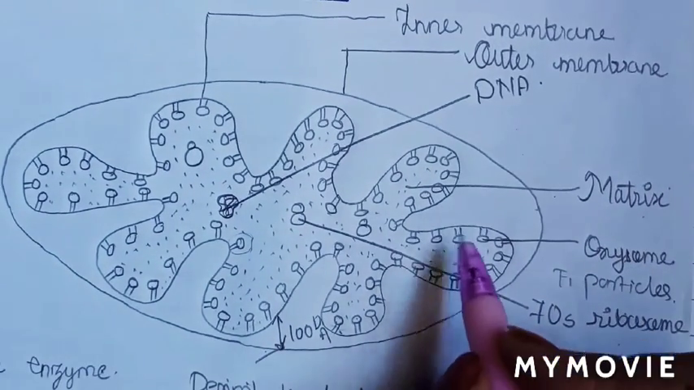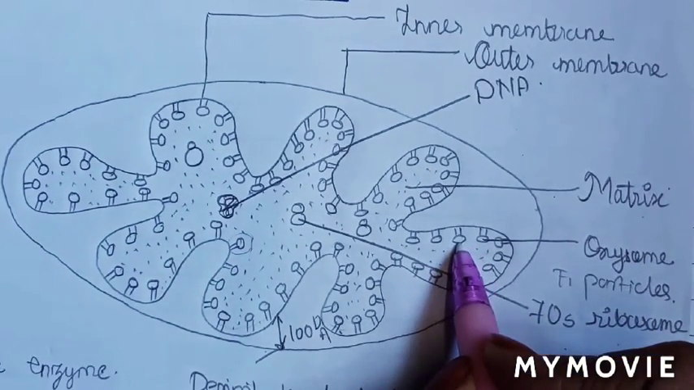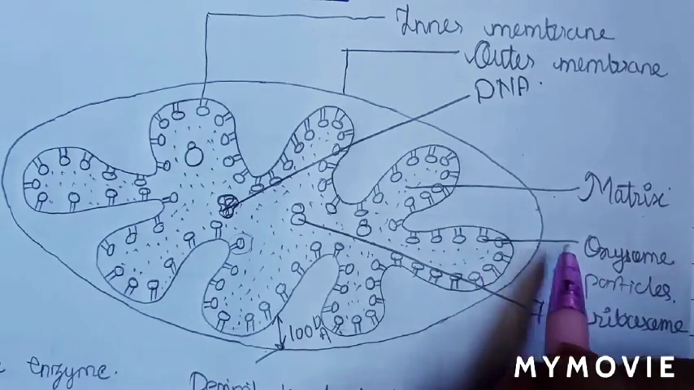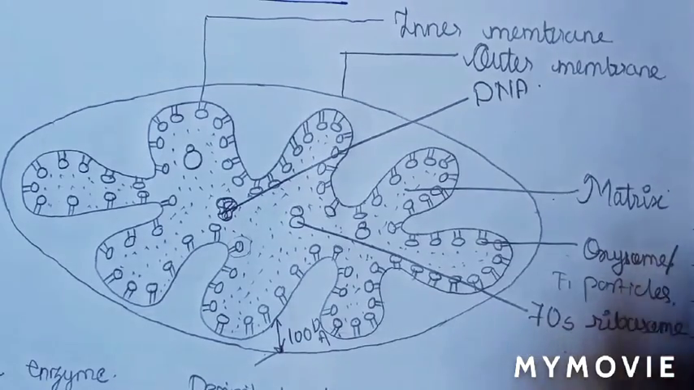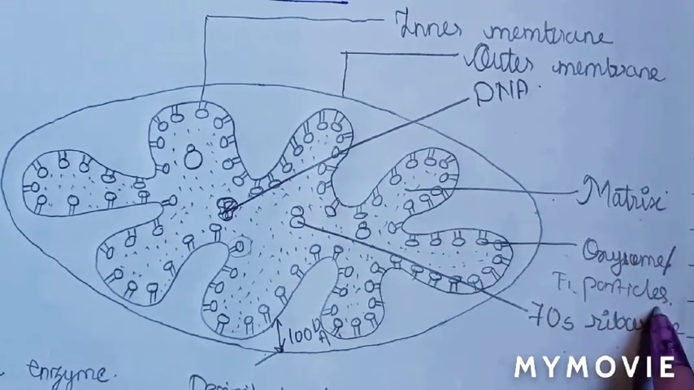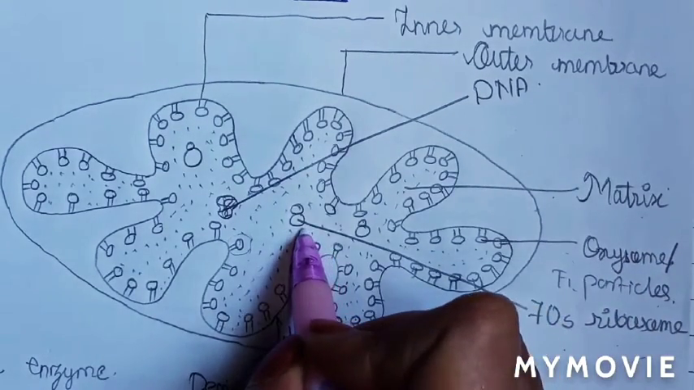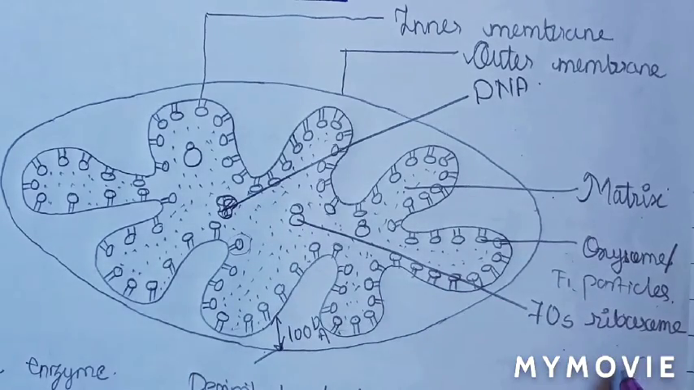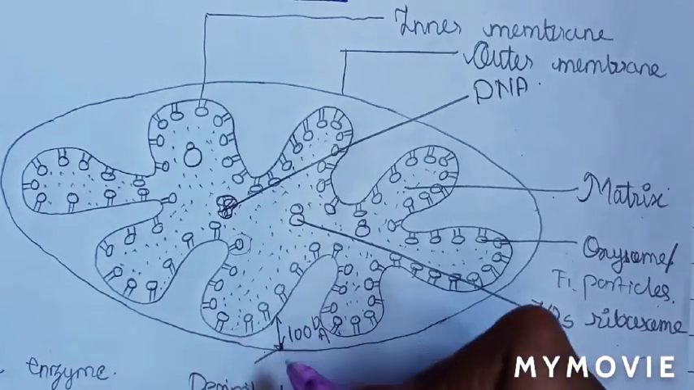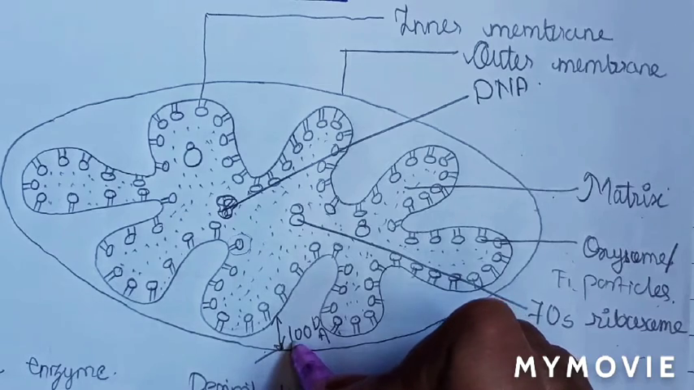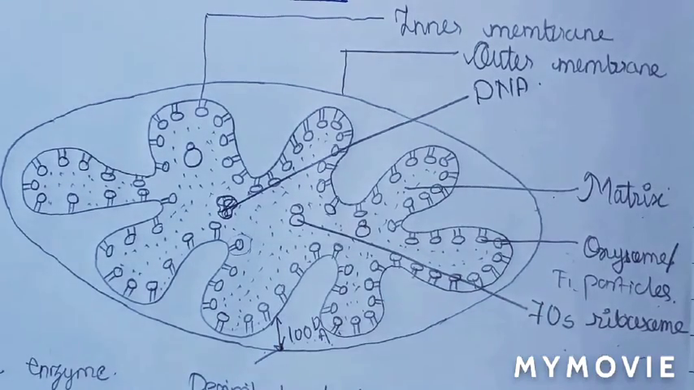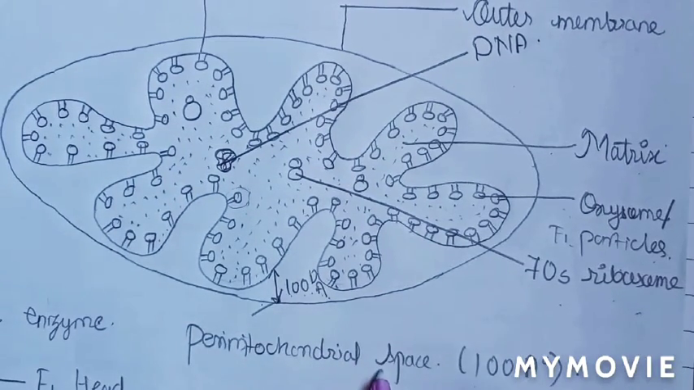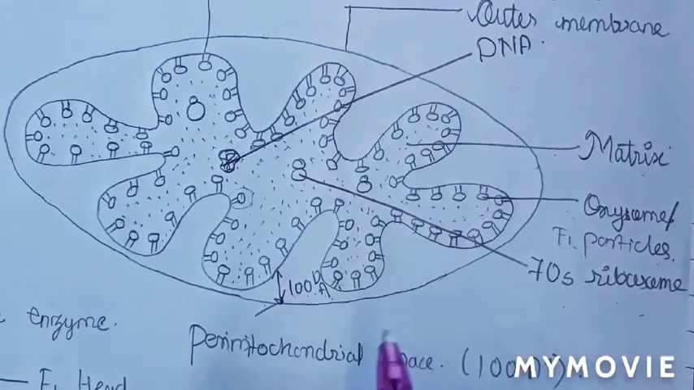Here you can see some structures on the surface of the inner membrane, that is the oxysome, or we can say the F1 particle. Here you can see the ribosome, which is of 70S type, and here the perimitochondrial space is present. It is about 100 angstrom units.